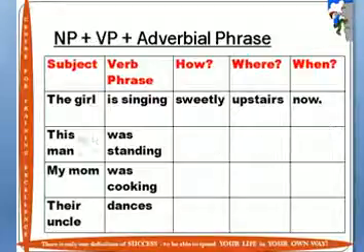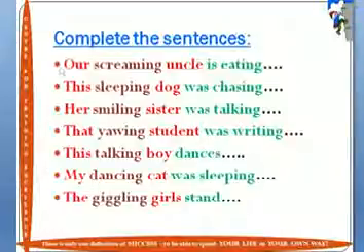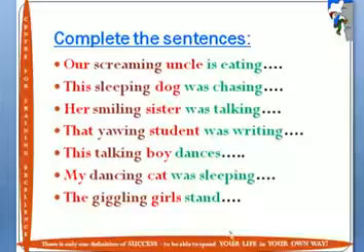Now complete these 3 sentences in any way that you want. Be sure you use adverbial phrases. Complete the sentences given below with suitable adverbial phrases.